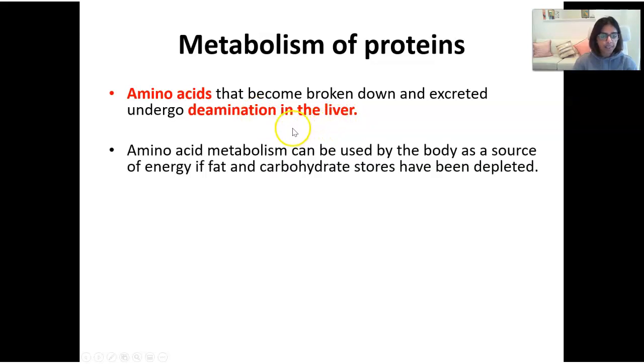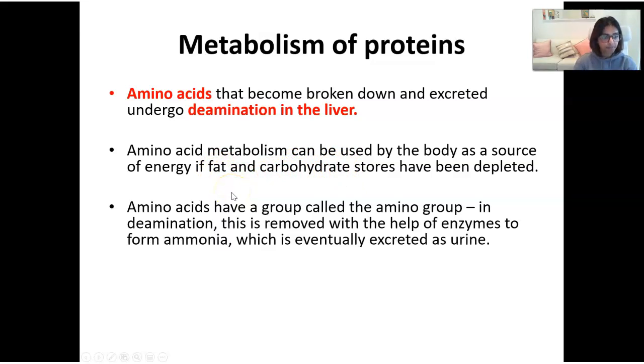Now, amino acid metabolism can be used as a source of energy by the body if the fat and carbohydrate stores have run out. So we only really do this in extreme cases because, as we know, carbohydrate is our principal source of energy, and then we move to fat stores. Amino acids are the last resort, as it were.